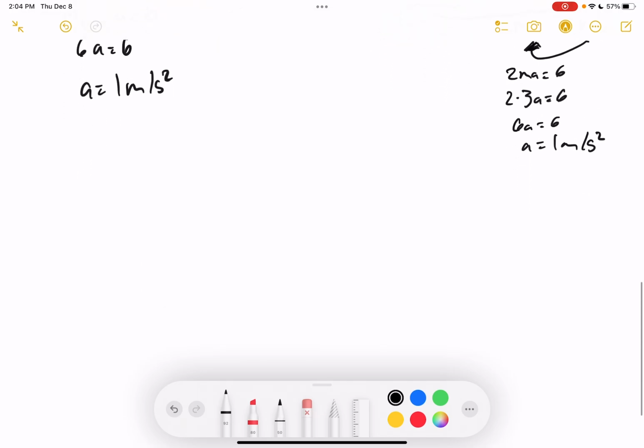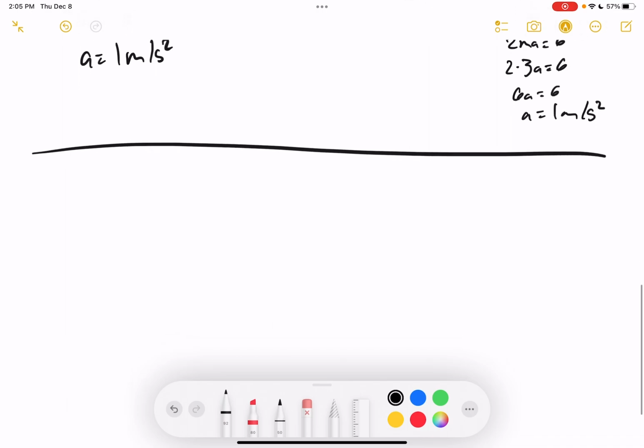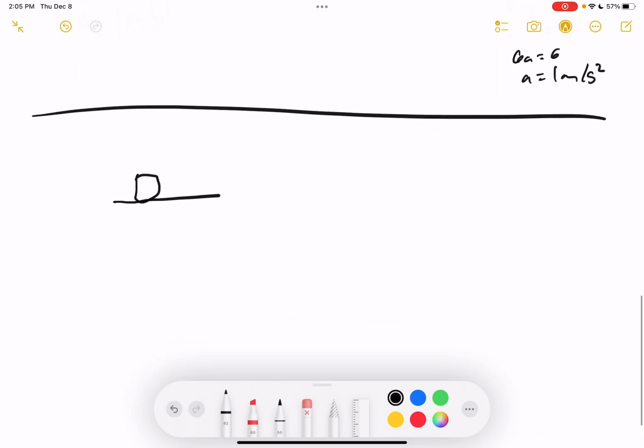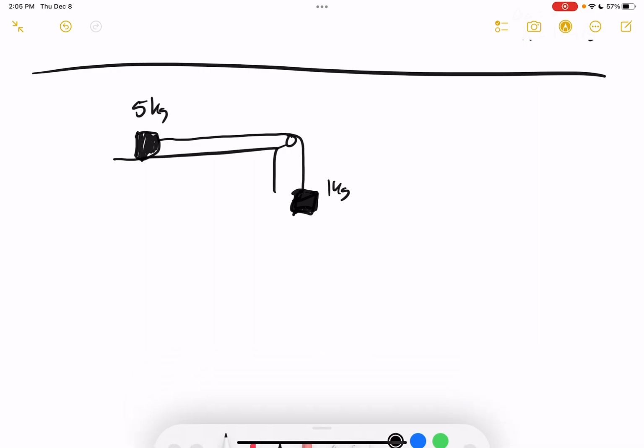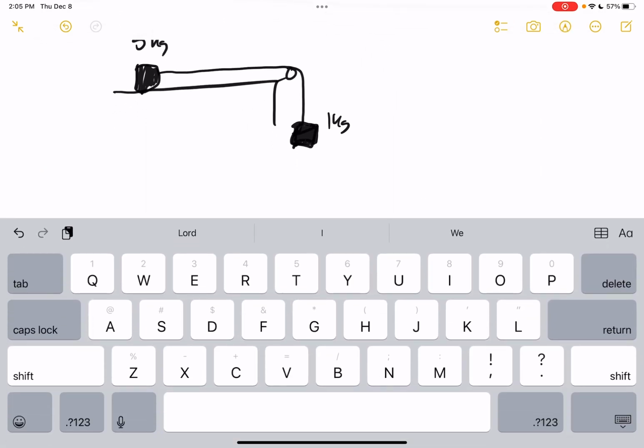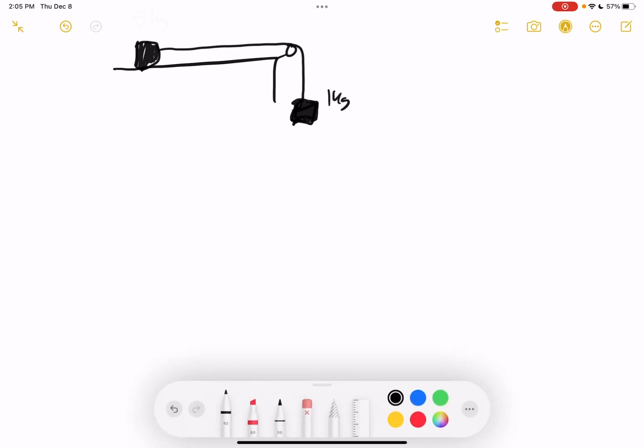Let's try maybe a different one just to kind of review. Let's try something like this, okay? And let's say this is 5 kg and this is 1 kg, okay? So you obviously can set this up as a one body or two body question, but I'm going to go ahead and set it up as a one body question, okay? So, as a one body, I don't need to include that tension. That's my connecting force, okay?